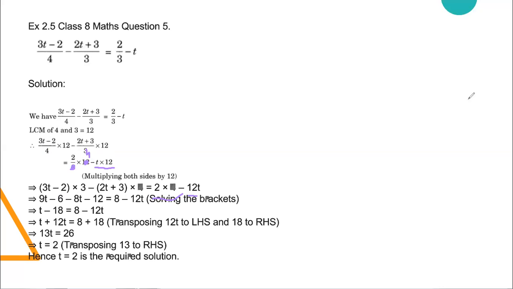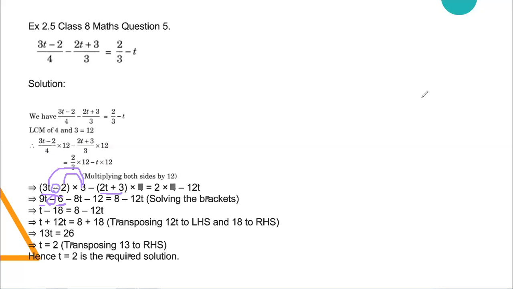So how to go forward is quite simple, guys. We just solve the brackets, which are 3t minus 2 and minus 2t plus 3, right? So to solve this, we just do it for the first bracket. So 3 will be multiplied with 3t, which is nothing but 9t, and 3 is again multiplied with 2, which is nothing but 6. How did we get the minus 6? Because it is multiplied with minus 2, guys.